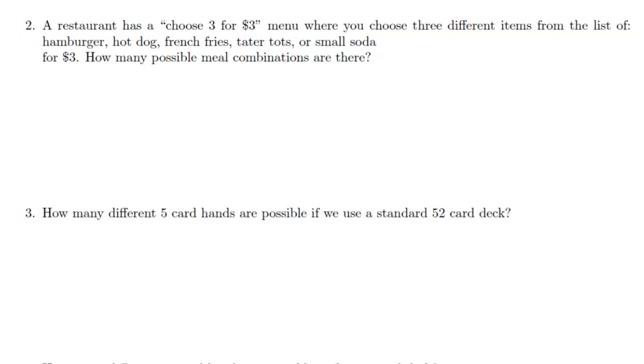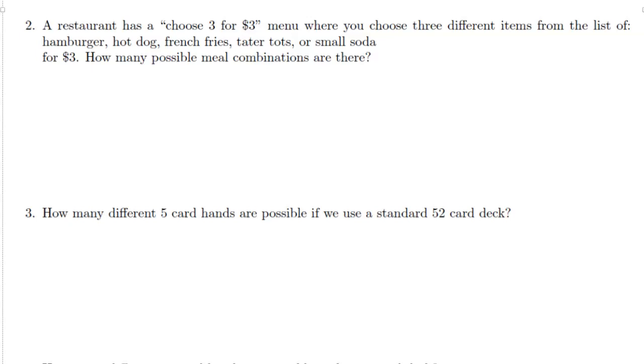So one of the interesting things to think about then is, what does it look like when we choose these meals? Does choosing something like a hamburger first and then french fries and then a small soda, is that something different than choosing the soda first and then the hamburger and then the french fries? Well, no, it's really not. Really, all we're doing right here is we're choosing a group of things.